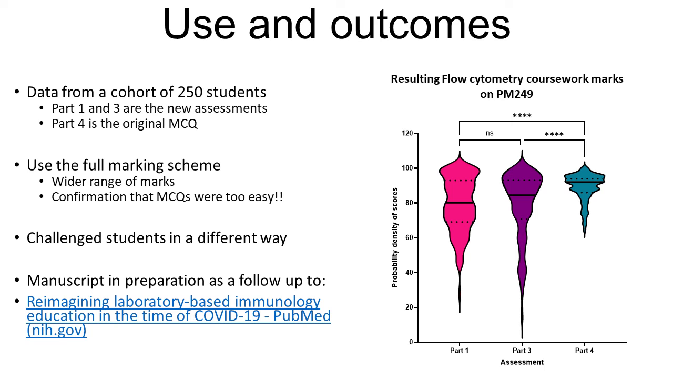So a few things to note. Firstly, the new assessments use the whole marking scheme. Secondly, we confirmed that the MCQ questions were probably too easy, as you can see by the green distribution. Thirdly, it became clear that a high mark in one test did not necessarily correlate across all tests, so diversification is probably pretty good in this instance. This suggested to us that we challenge students in a different way across the whole set of resources.